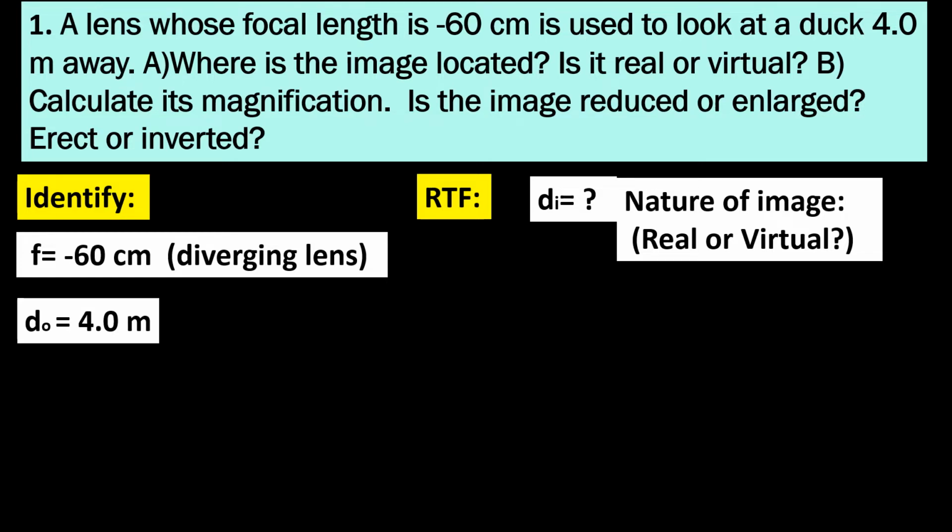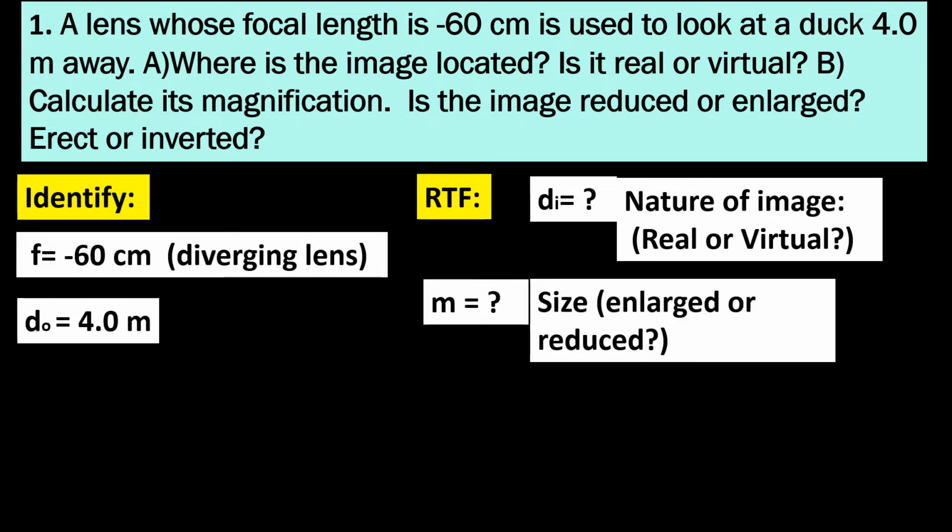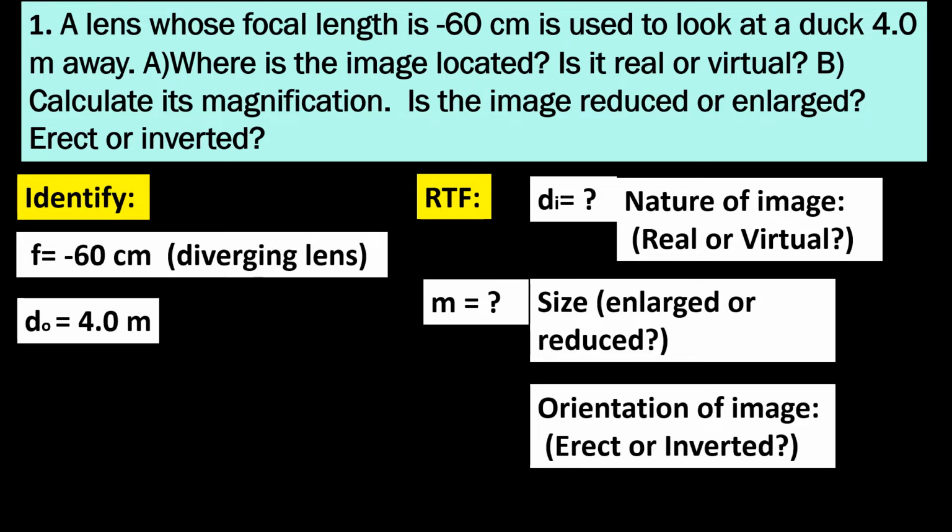Based on the computed di, we are going to describe if the image is either real or virtual. Then we are also going to calculate the magnification m. Based on the computed magnification, we will be able to determine if the image is either enlarged, reduced, or of the same size as the object. And finally, we will determine if the image is erect or upright, or if it is inverted.